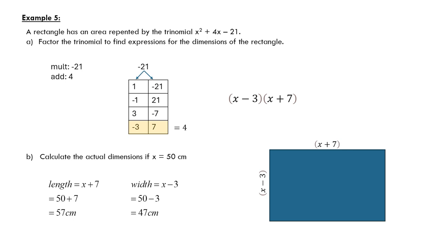Now we're asked to calculate the actual dimensions if x equals 50. Well, if length is x plus 7, then the length will be 50 plus 7, or 57. And if the width is x minus 3, then the width will be 50 minus 3, giving us a width of 47 centimeters.